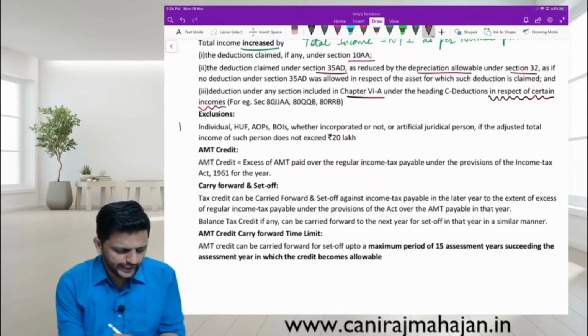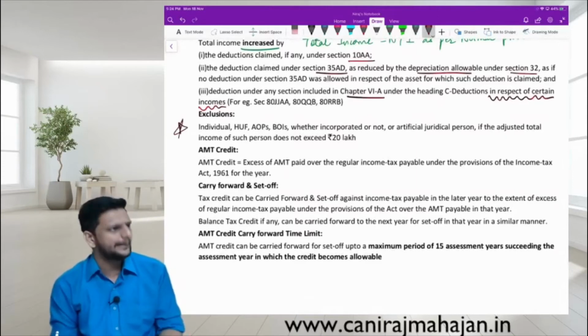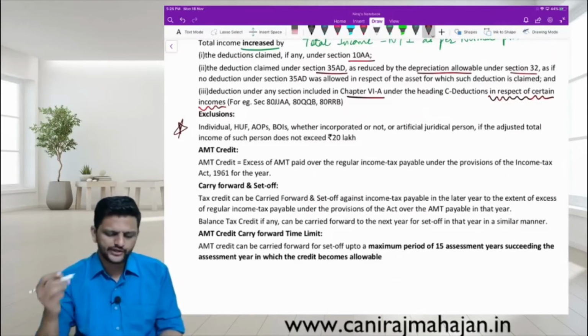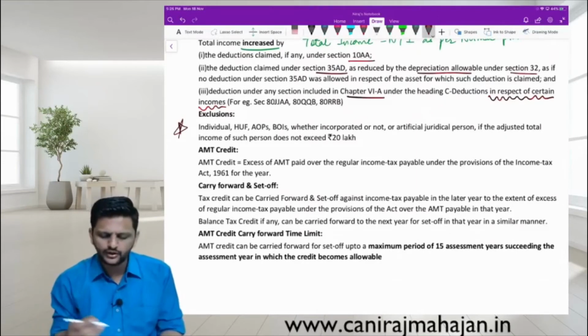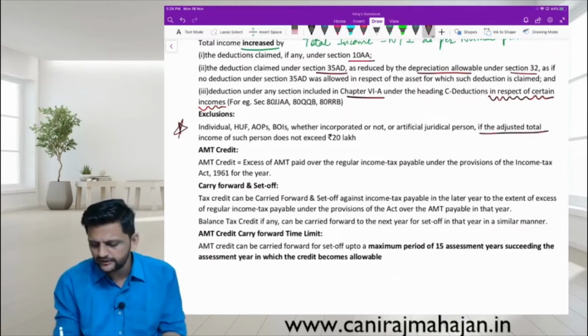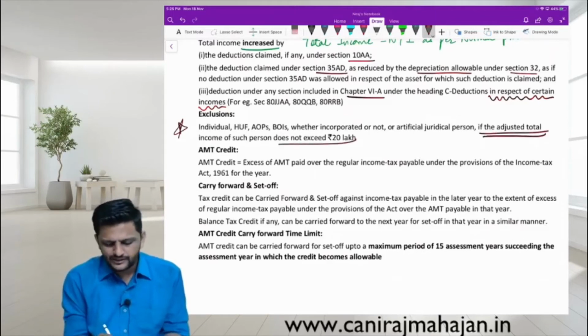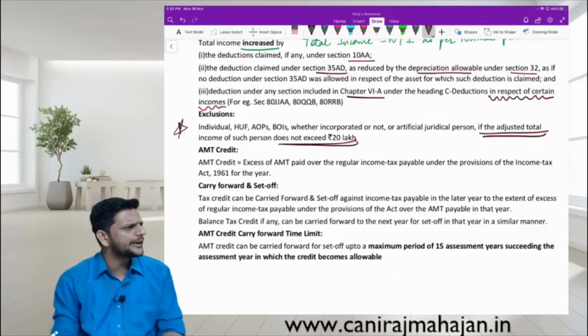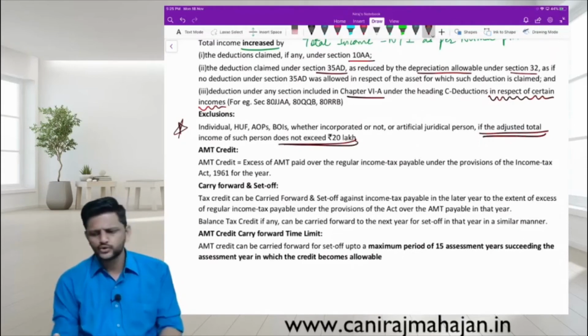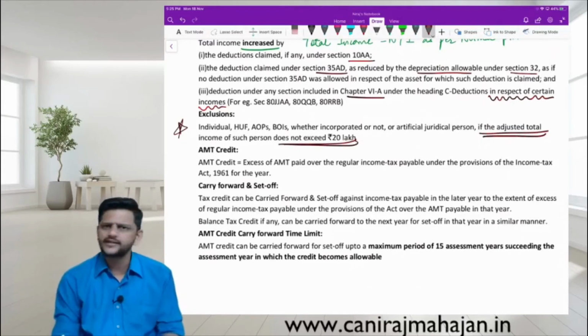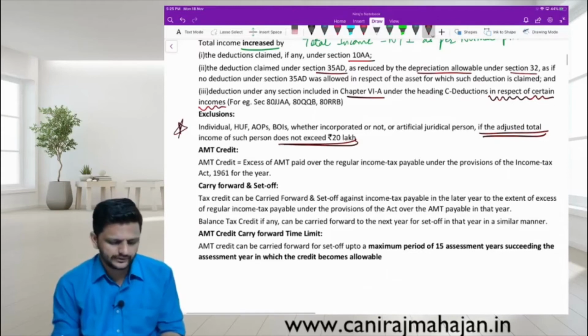Exclusions also important. That means AMT is not applicable to individual, HUF, AOP, BOI, whether incorporated or not, or AJP, if ATI does not exceed, very important now, 20 lakh rupees. So if ATI is less than 20 lakhs, AMT not applicable.